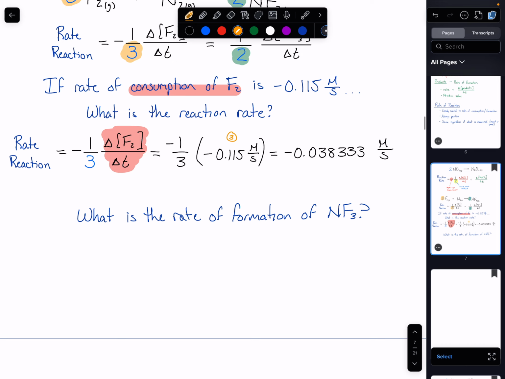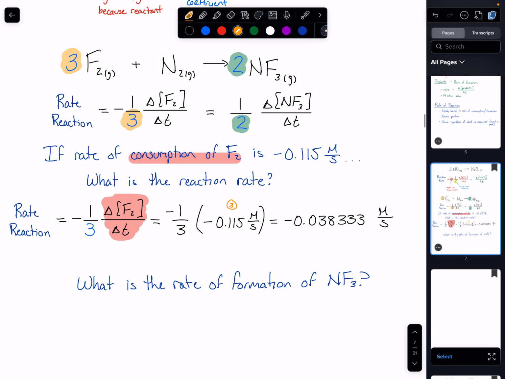We got it from this stoichiometric ratio. What do we know about those stoichiometric ratios? They are exact. So that 1/3 is never going to limit our sig figs. So we just need to report as many as we had in our initial rate here, or that negative 0.0383 molar per second. We'll put a box around a final answer.